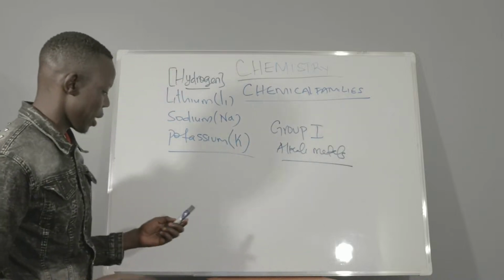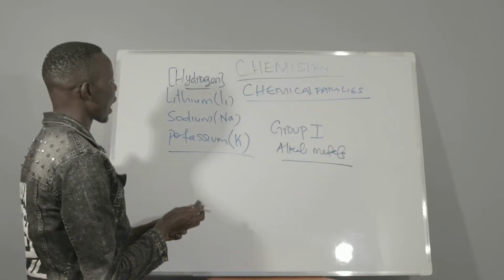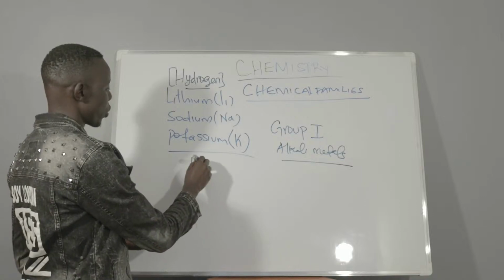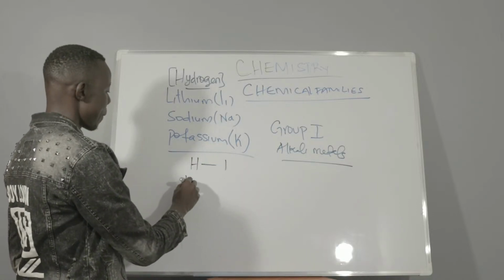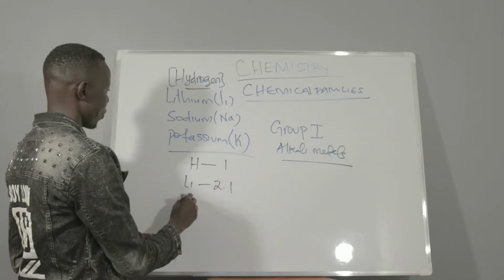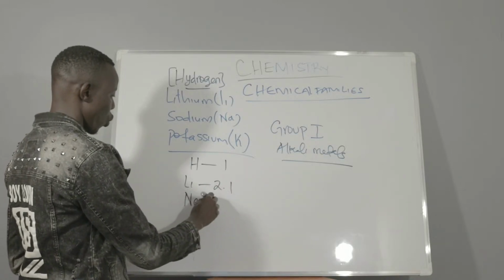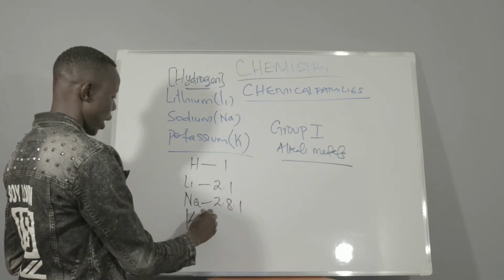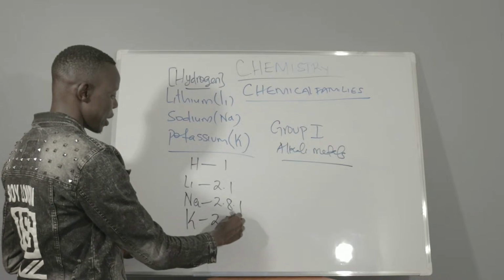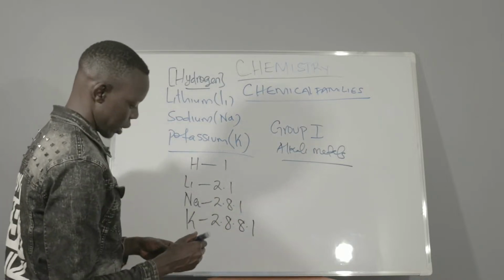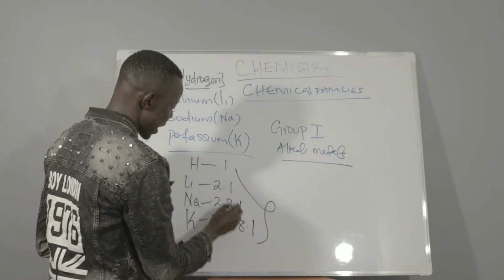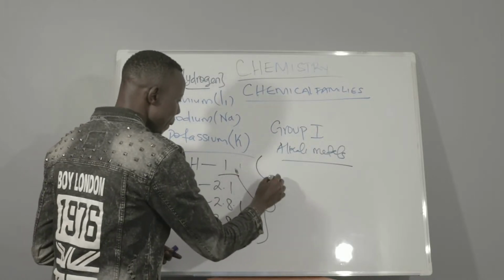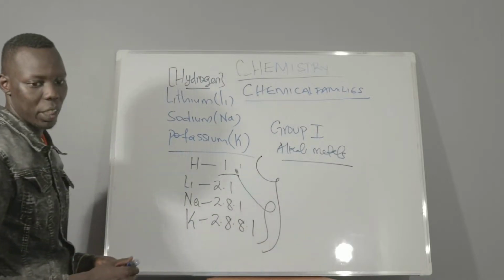Look at this. Let's look at the electronic arrangement of these elements. Hydrogen, if I write H this way, has 1. Lithium has 2, 1. Sodium has 2, 8, 1. Potassium has 2, 8, 8, 1. So these three are alkali metals, but all of them are group 1 elements. I don't know whether you are getting me.